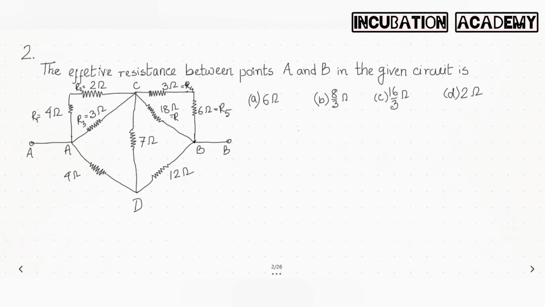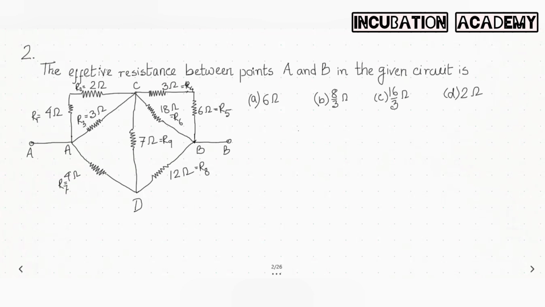Here this 4 ohm resistance is connected. Let us denote it as R7. This 12 ohm, let us denote as R8, and the 7 ohm as R9. This is the full circuit diagram.